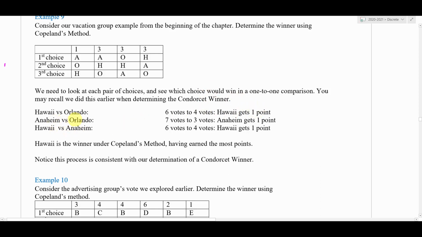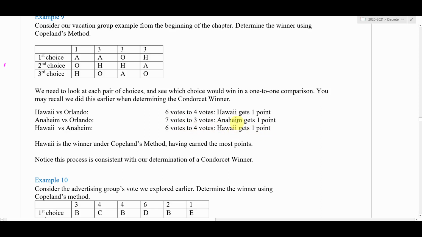All right, then we would look at Anaheim versus Orlando. Anaheim wins that one 7-3, so we would assign Anaheim 1 point. Then we would do the same thing with the last one here, Hawaii versus Anaheim. See who gets the most votes between those two, which Hawaii does, 6-4, so Hawaii would get a 2nd point.